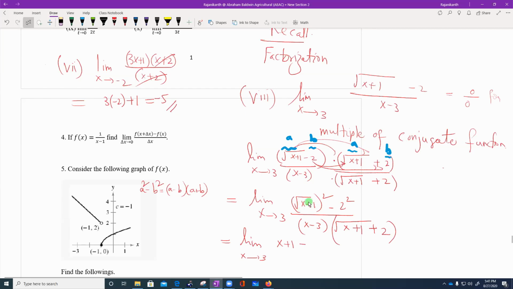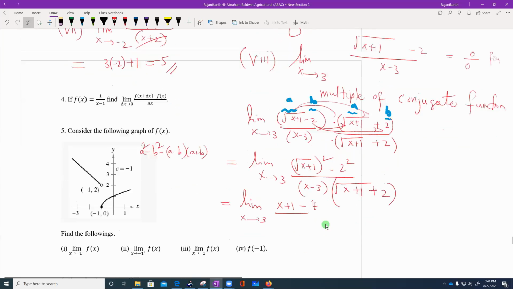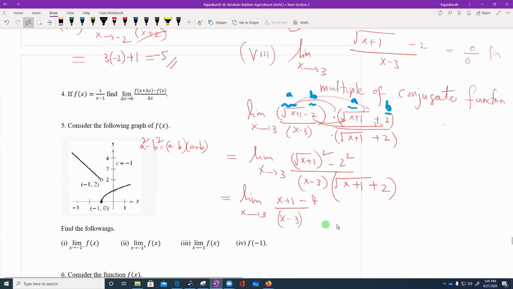Then what I'm trying to say is square root x plus 1 whole thing squared is nothing but x plus 1. Then 2 squared is 4. So that is the numerator. The denominator is x minus 3 times square root x plus 1 plus 2. Now if you simplify further, the numerator will be simply x minus 3. Do you see that? Yes. That is why we multiply with its conjugate, to cancel that denominator x minus 3. He is the troublemaker. So I need to get rid of that guy.